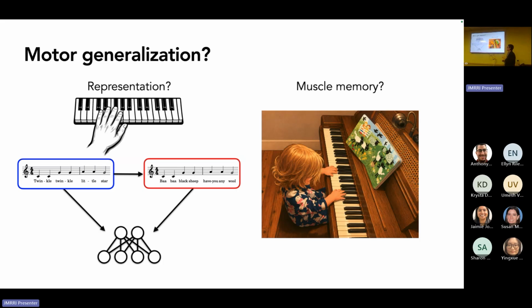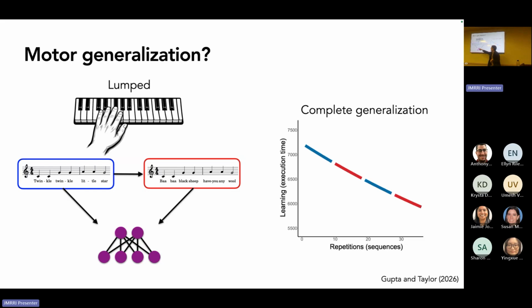If it's in muscle memory, then if she practiced Twinkle Twinkle Little Star and is improving it over time, and then she switches to Baa Baa Black Sheep, she already knows the motor sequence. So her learning curve would continue, right? She goes back to Twinkle Twinkle Little Star and continues on the curve. So it'd be one kind of lumped representation.